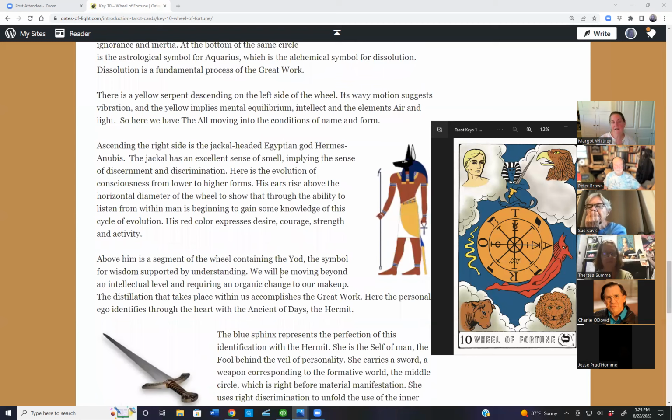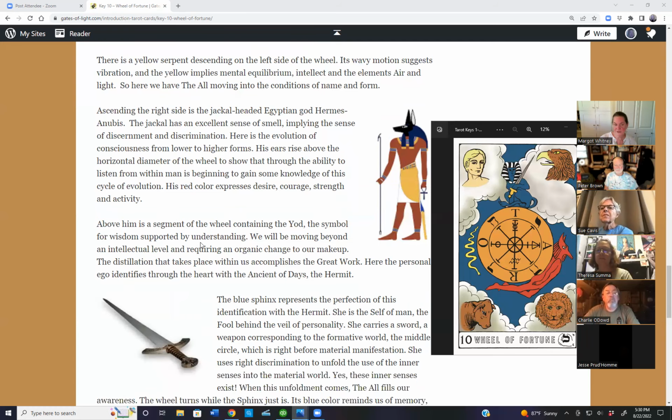Ascending the right side is the jackal-headed Egyptian god Hermes, Anubis. The jackal has an excellent sense of smell, implying the sense of discernment and discrimination. You ever use the term, that doesn't quite smell right? You know, that person's running out of story. It doesn't really smell right. So it's used in that regard. Here is the evolution of consciousness from lower to higher forms. His ears rise above the horizontal diameter of the wheel to show that through the ability to listen from within, man is beginning to gain some knowledge of this cycle of evolution. His red color expresses desire, courage, strength, and activity. And therefore, red, as we know, unless you have red, you're not moving. It's the color of activity.